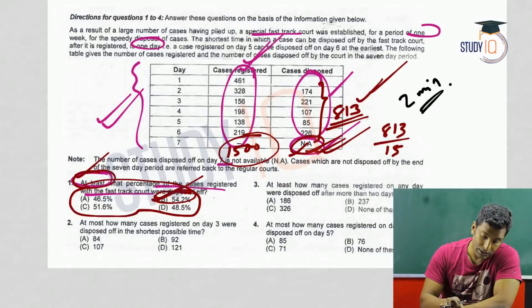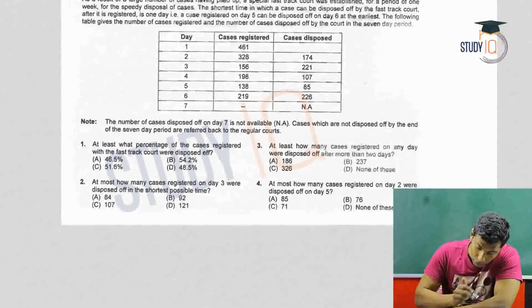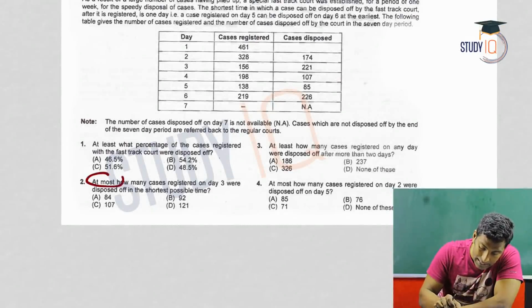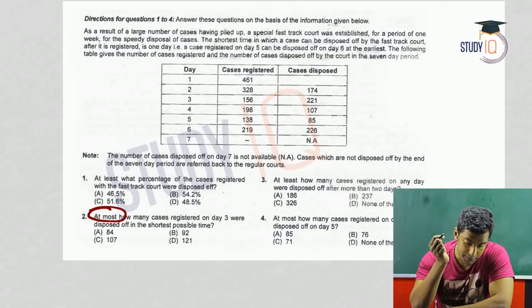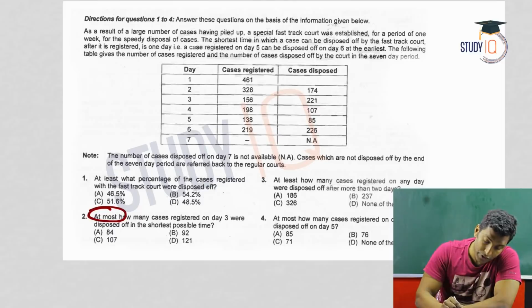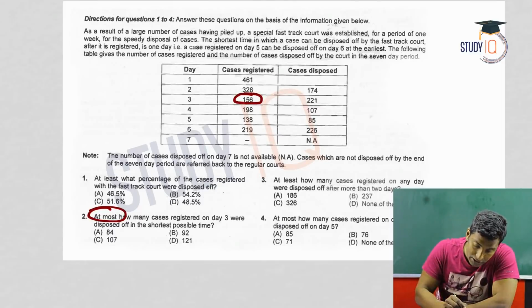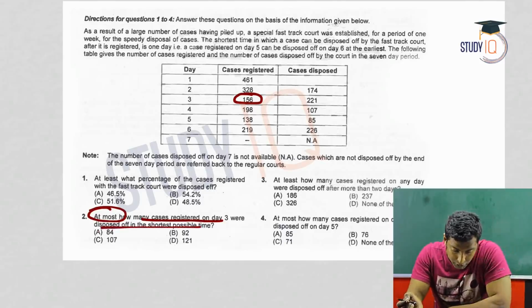Now moving on to the next question. If you look at the words here, they are saying at most, right? So here the keyword is at most. At most, how many cases registered on day 3 were disposed of in the shortest possible time? So day 3, 156, right?